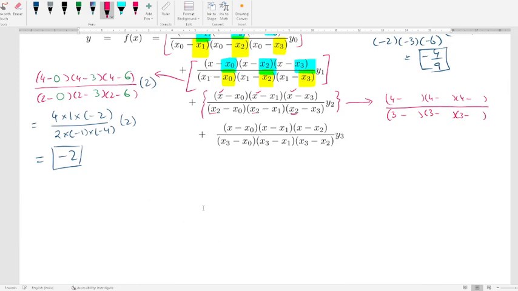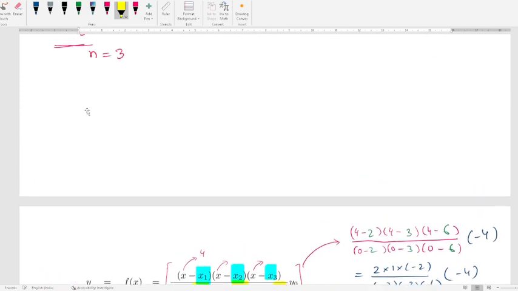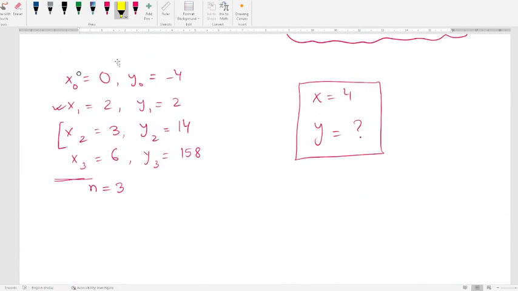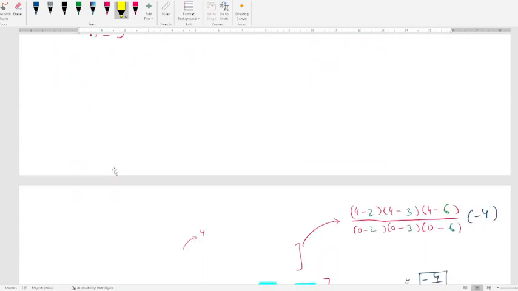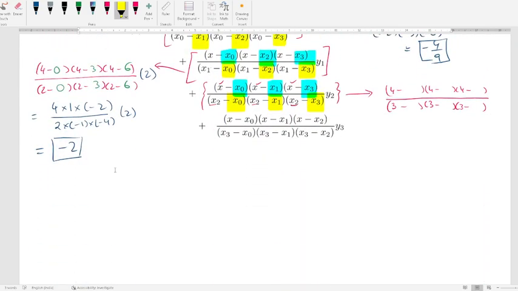Now, inside these brackets, as you can see, in the numerator we have got x0, x1, and x3, while in the denominator we have got x0, x1, x3. They're equal. So let's find out what x0, x1, and x3 are and substitute the values. So it's 0, 2, and 6. I'm going to use the green pen for this. 0, 2, 6 in the numerator, 0, 2, 6 in the denominator.